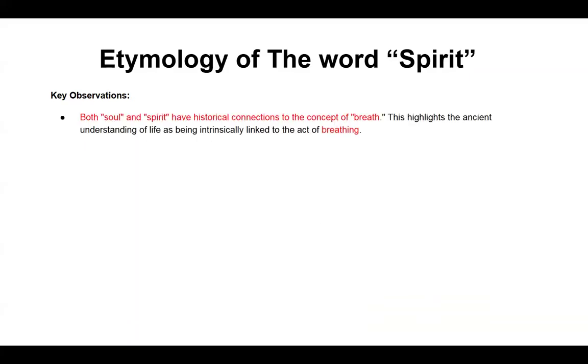Both soul and spirit have historical connections to the concept of breath. This highlights the ancient understanding of life as being intrinsically linked to the act of breathing.